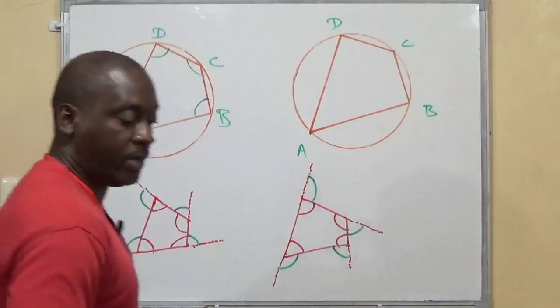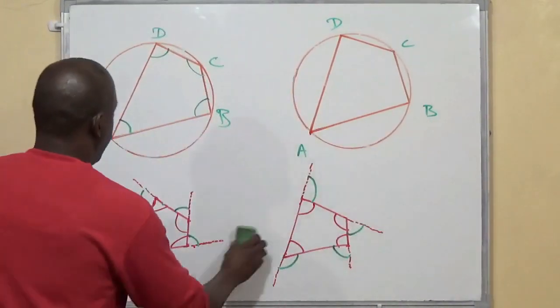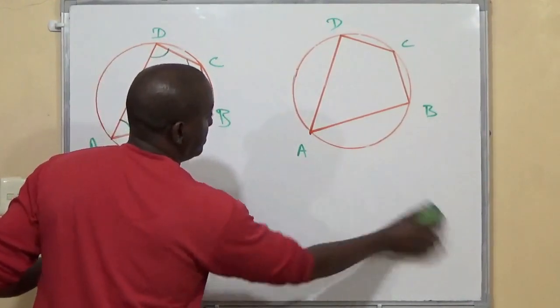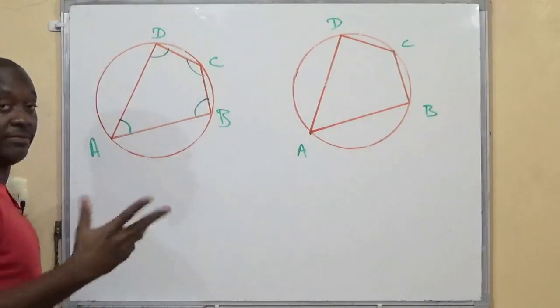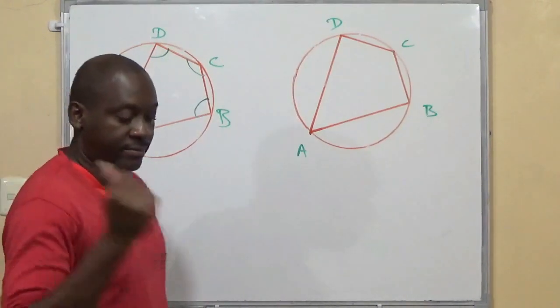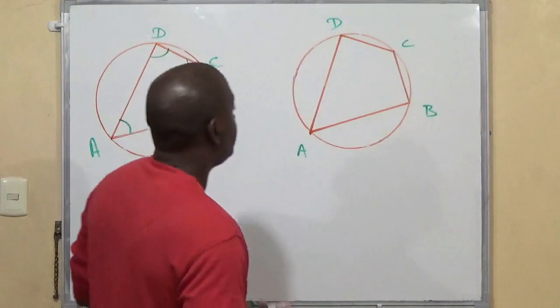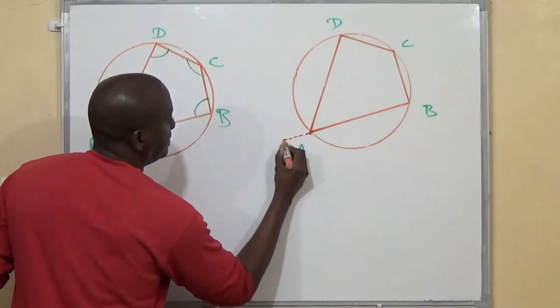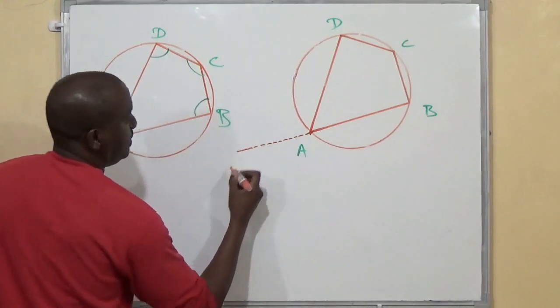So what we do is, and this is where in some of the questions you will actually see the line extensions, or you might have to actually draw the line extensions yourself. So let us start with our good friend here. If we extend this line like this, right?